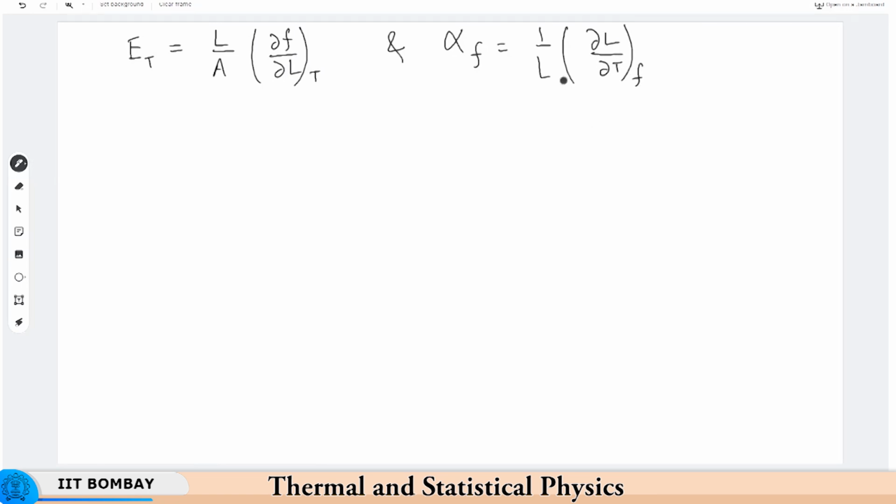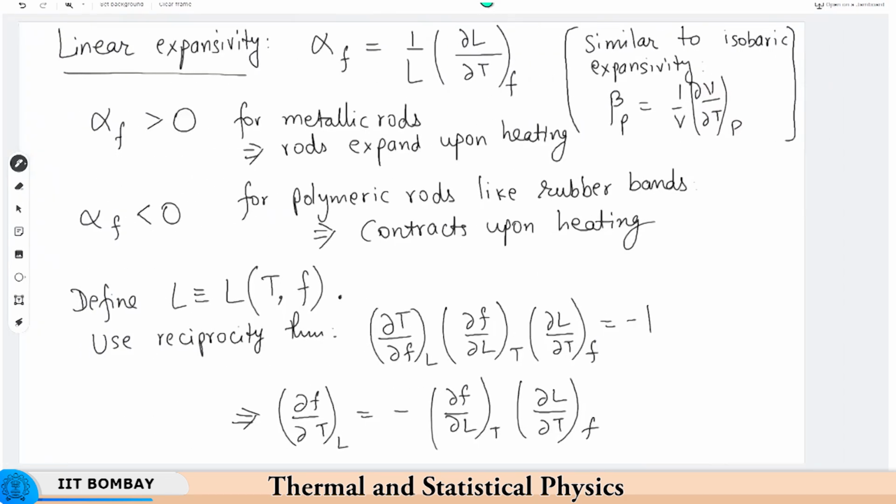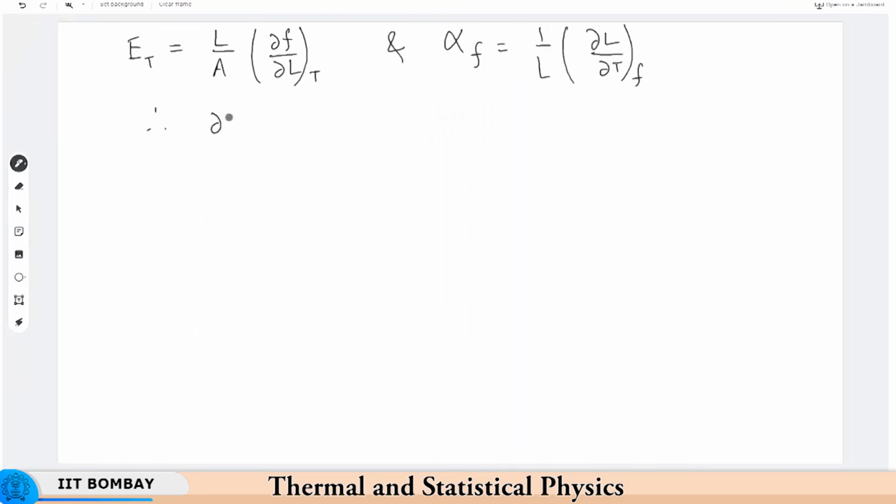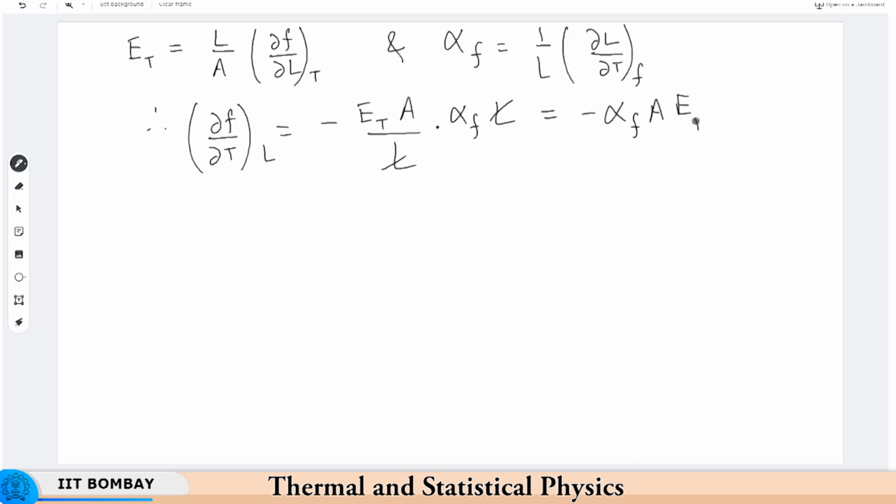Okay. So if we now substitute these values here, the left hand side, del F by del T at constant L, simply can be written as minus E_T times A divided by L times alpha_f times L, right, and this cancels out and we are left with minus alpha_f A times E_T, and let us call this equation number 1. That is the important result. All right.